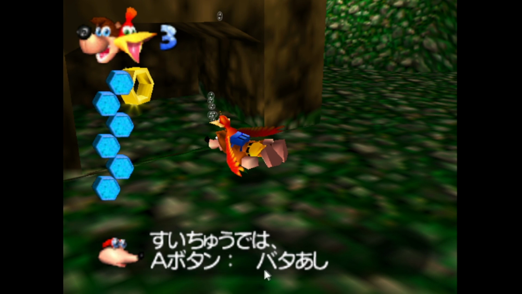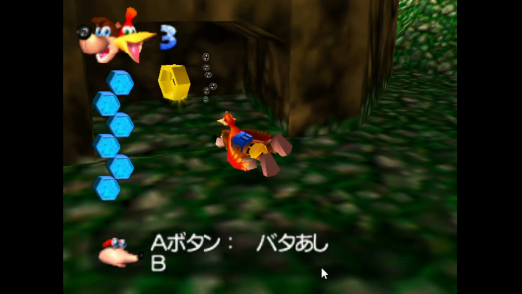E botan bata ashi. Bata ashi. Sorry, I thought I'd skip. I didn't know if it was going to write more like hiragana out there, but it didn't. Bata ashi, I guess that's just to kick your feet. Ashi is feet or legs, isn't it? Bata is flapping, rattling, noisily, clattering. So flapping one's feet. Yeah, I guess it is. Bata ashi, just kicking one's feet to swim.